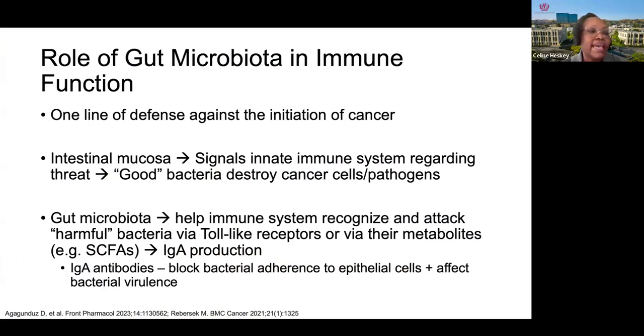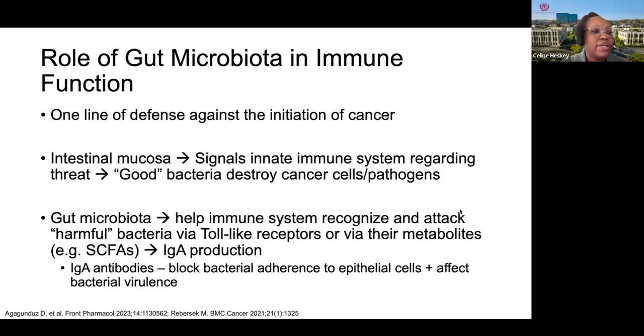The mucus that lines the intestines plays a role in immune function by signaling the innate immune system, which is the first line of nonspecific immunity, to fight against harmful pathogens and cancer cells. This defense includes good gut microbes destroying these harmful substances.